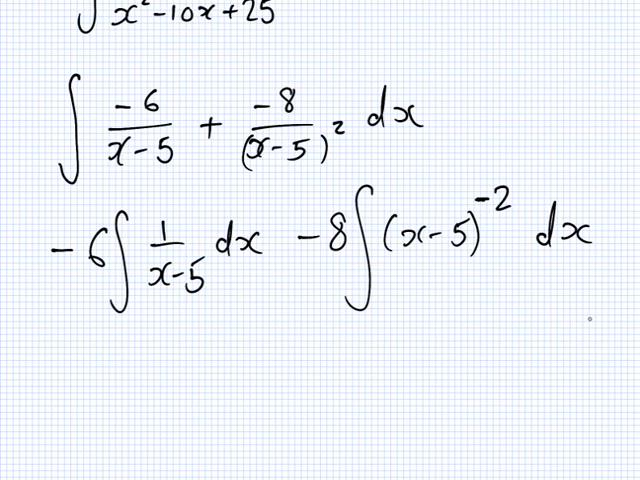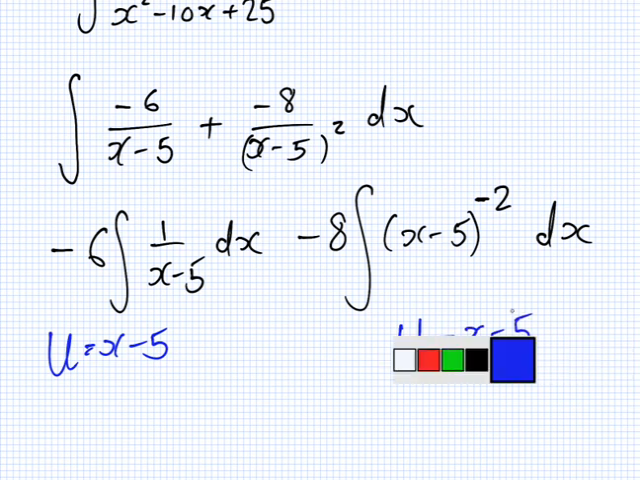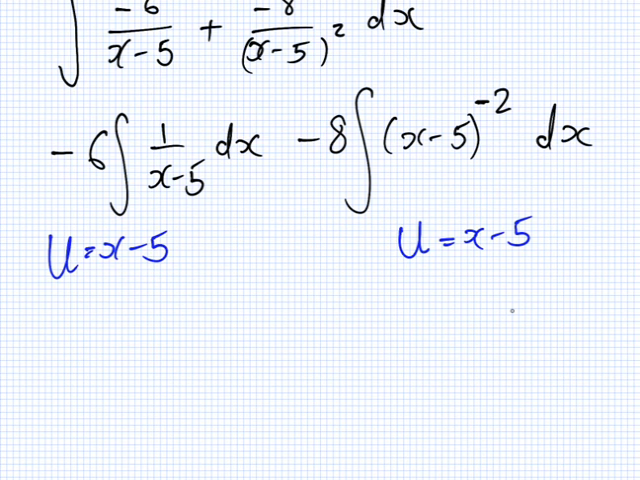Okay, I'll use different letters this time. So here u equals x minus 5, and here v equals x minus... Yeah, what's the point, because they're the same thing anyway. So u equals x minus 5. There's no point in using different letters. Okay, so in both cases you get du dx equals 1, so du equals dx.